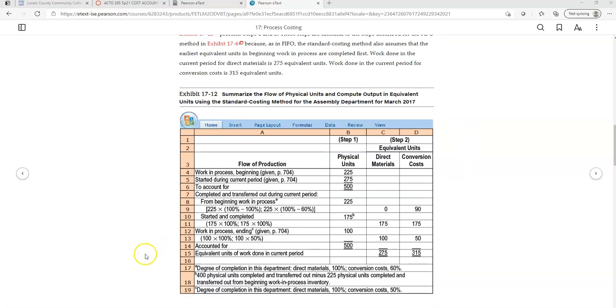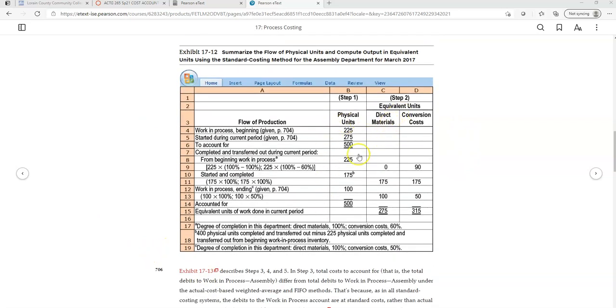So now under standard costing, when we do steps 1 and 2, we see that for completed and transferred out during the current period, we follow the first in, first out method. First units in, my beginning inventory, are the first ones out, and to compute the equivalent units for direct materials and conversion costs, we multiply that by the percentage we have to add this period, not what has already been done, but what we are having to add this period.